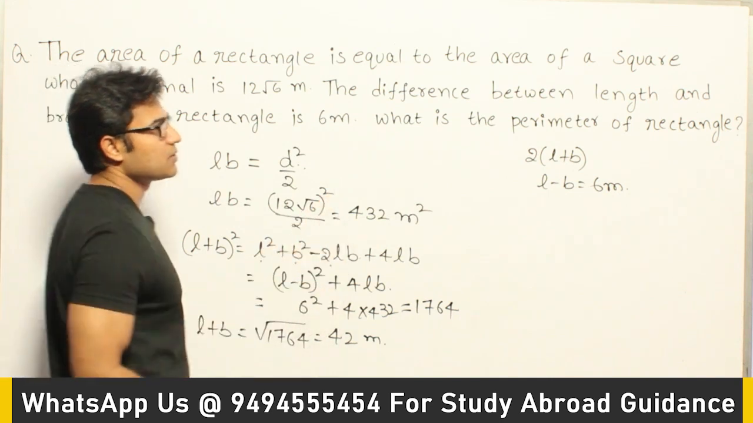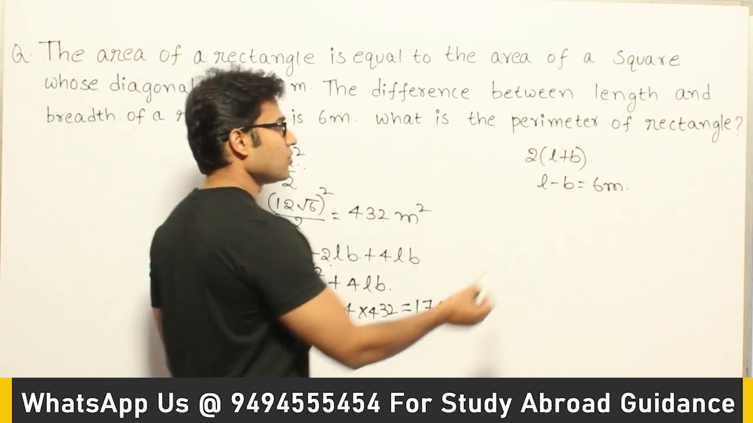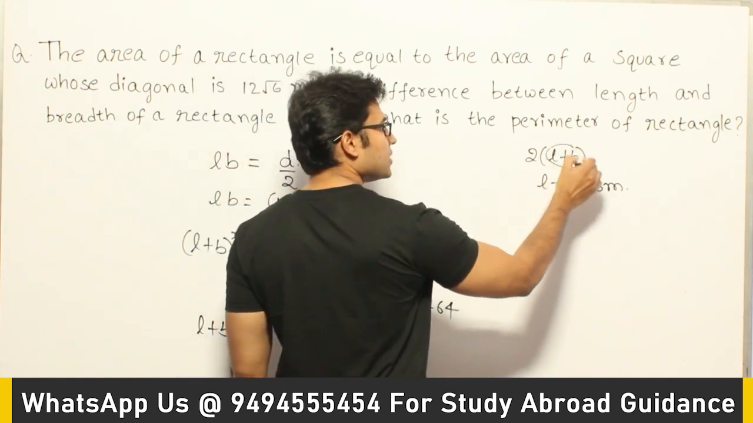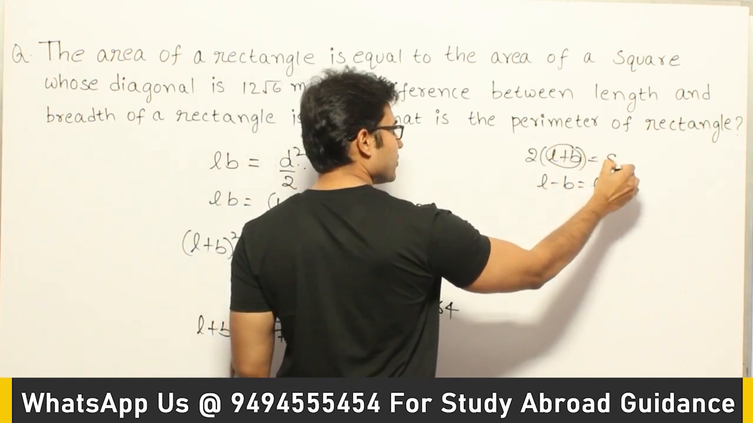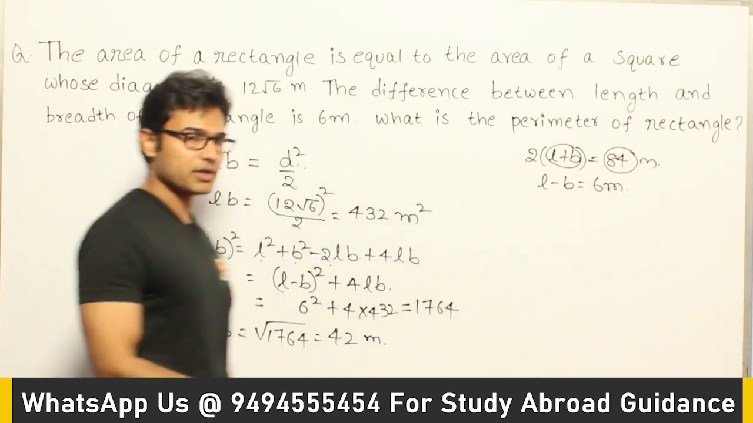Then what happens to 2 into (L plus B)? 2 into (L plus B) is going to be 84, right? So 2 into 42 is nothing but 84. So 84 meters is the answer. That is the perimeter. Got it?